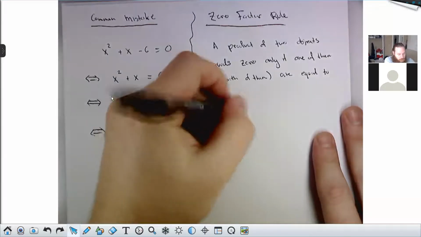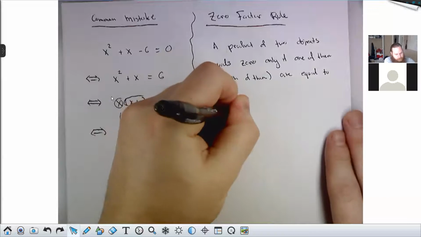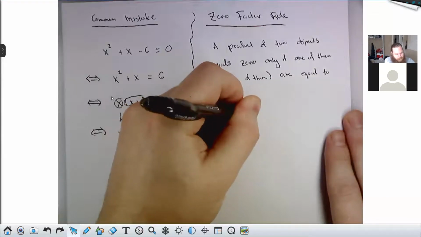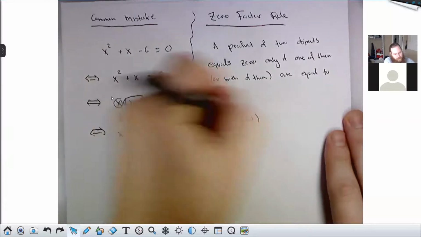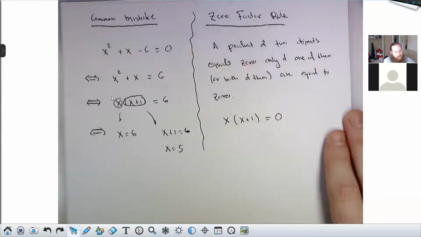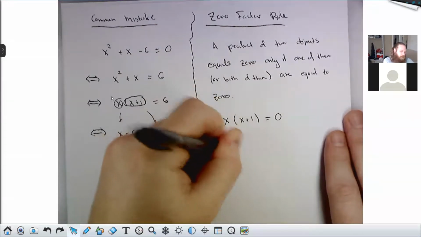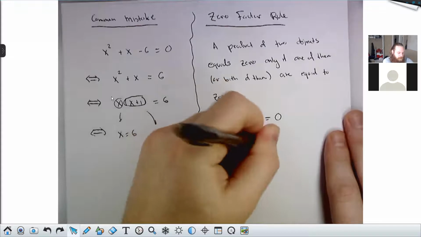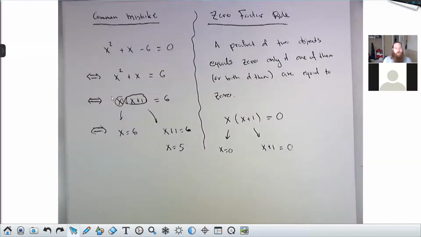It is true that if you have two things multiplied equaling 0, this does mean that one of those factors has to be 0. At least one of those factors has to be 0. The only way to multiply two things and get 0 out is if one of the things is 0, right?